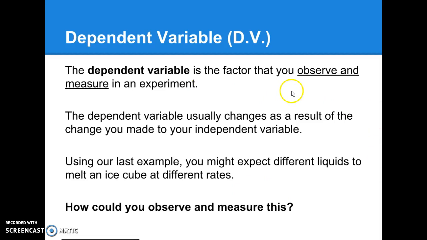The dependent variable is what you're observing or measuring in the experiment. I always like to think of it as the data that you're collecting, the numbers you're collecting, or the observations that you're making. So if we were looking at our ice cube example, how could you observe and measure this? What would be your dependent variable? I want you to pause this and write down what you think the dependent variable would be.